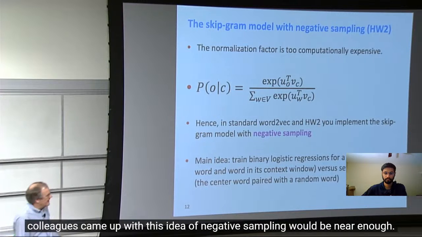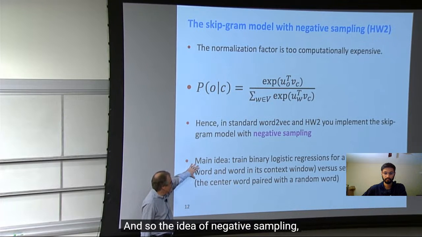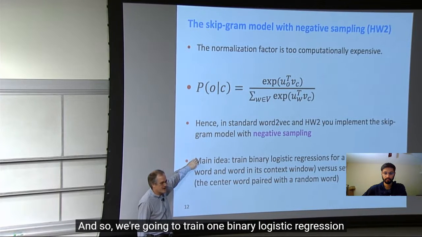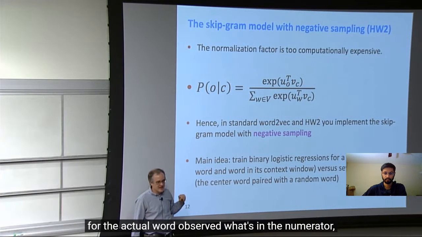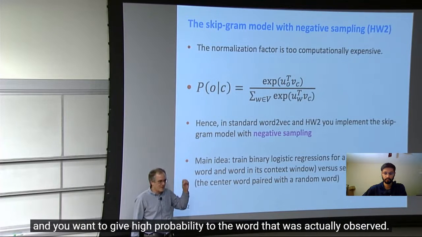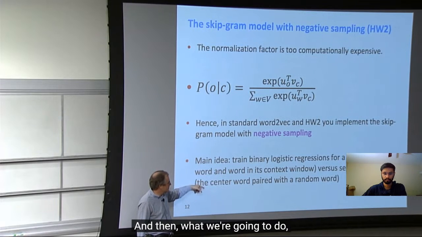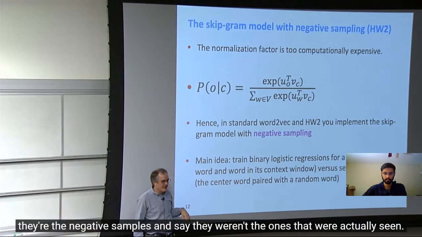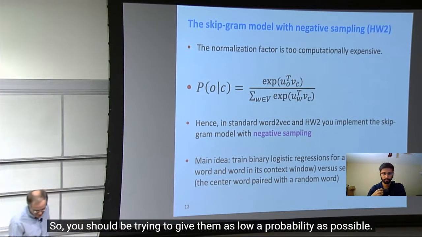Thomas Mikolov and colleagues came up with this idea of negative sampling would be near enough. And so the idea of negative sampling is we're going to train binary logistic regressions instead. We're going to train one binary logistic regression for the actual word observed, what's in the numerator, and you want to give high probability to the word that was actually observed. And then we're going to randomly sample a bunch of other words. They're the negative samples, and say they weren't the ones that were actually seen. So you should be trying to give them as low a probability as possible.